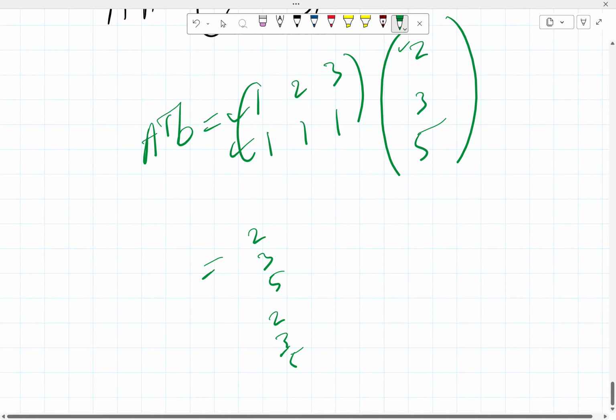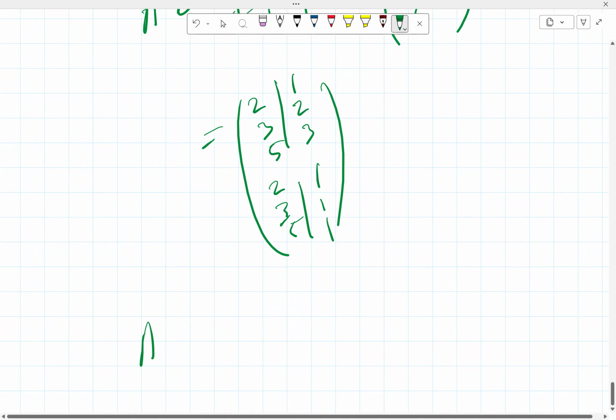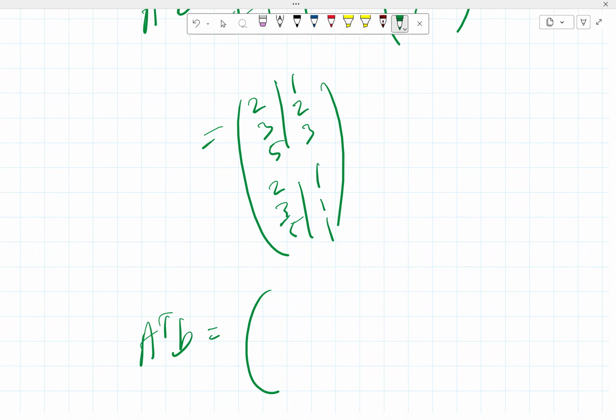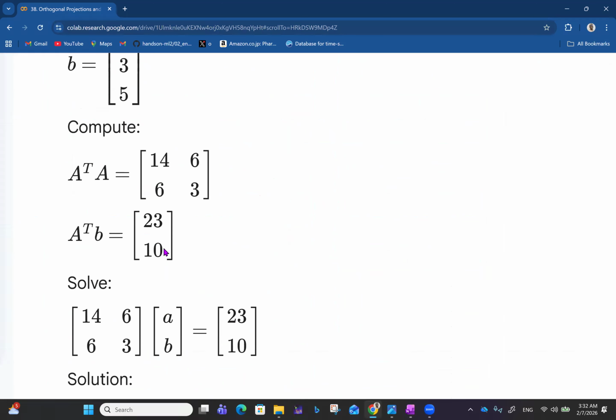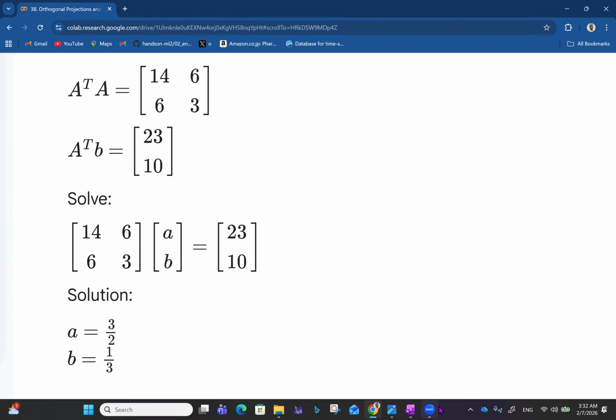So then this will now be 1, 2, 3. This is 1, 1, 1. So we have now A transpose B equals 2 times 1, 2. 15 plus 6. 2 plus 6, right? 8. 8 plus 15, that's 23. Then this is 2, 3, 5. So that's 10, right? 23, 10. And that's the A transpose B thing we got here. That's 23, 10. So finally, we need to get A and B.